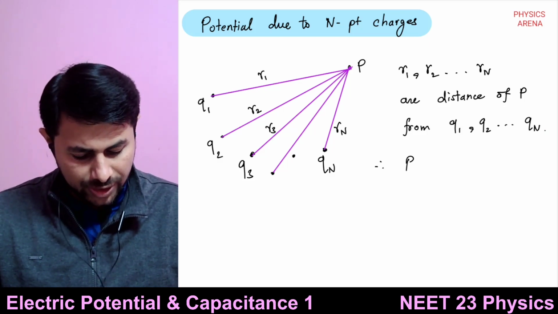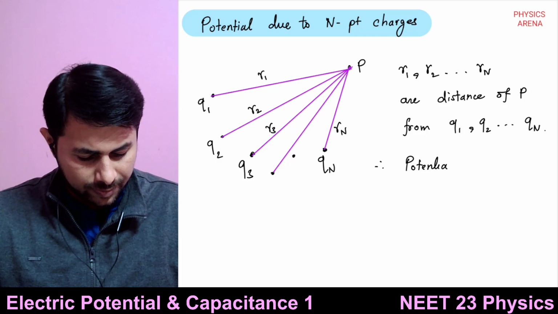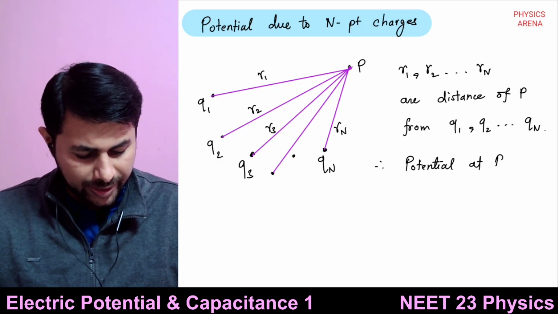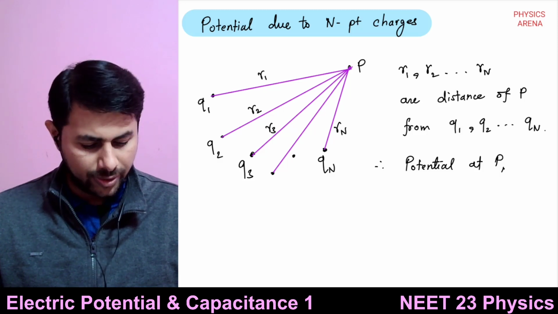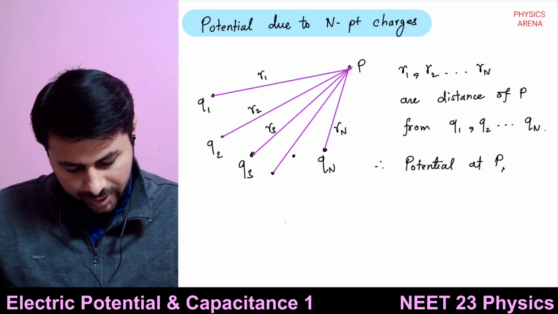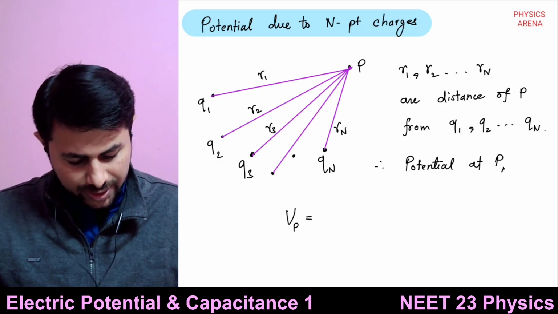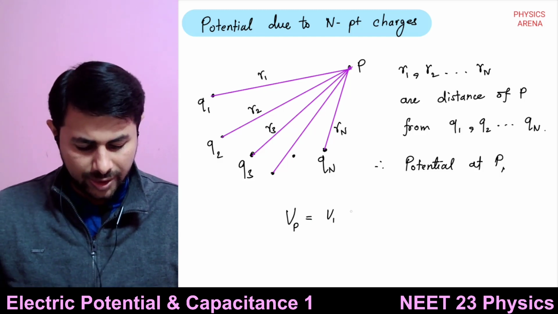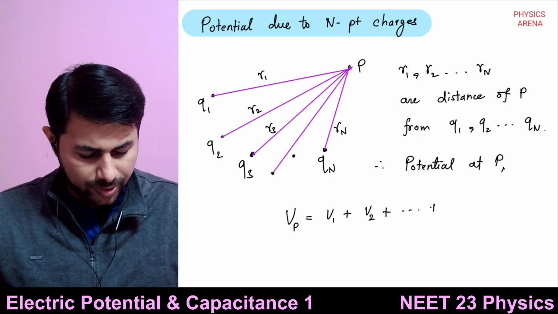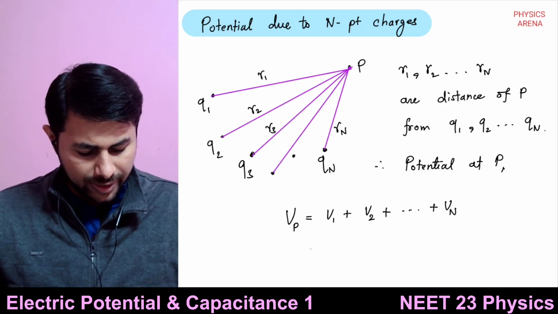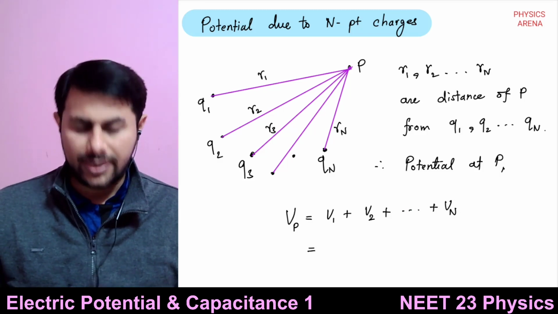Therefore, potential at point P is just the sum of potential due to all charges. Potential at point P is equal to what? Potential due to first charge plus potential due to second charge plus so on and so forth up to potential due to nth charge. It is just scalar addition.